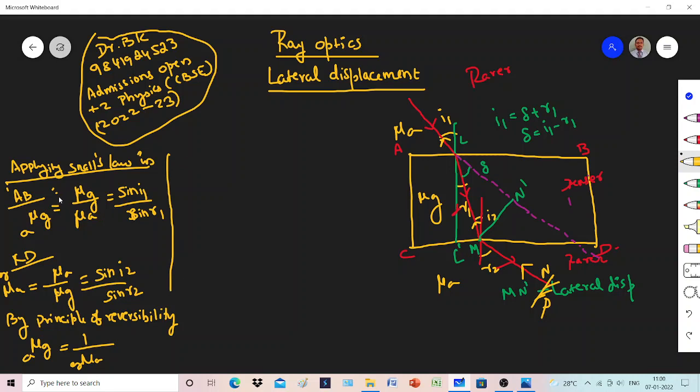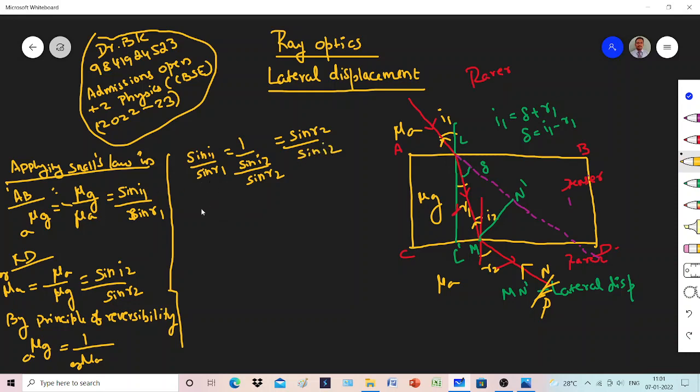So I will get, I substitute the formulas in this equation. Mu AG is the first one. This side it is sine of I1 by sine R1. This side is 1 divided by mu GA, that is this equation. Sine I2 divided by sine R2. So it will go up. It becomes sine R2 by sine I2.